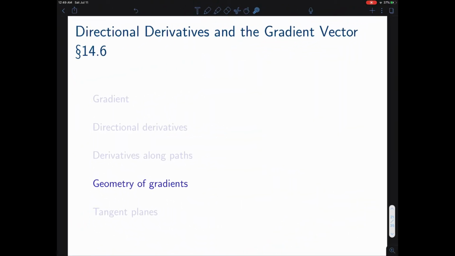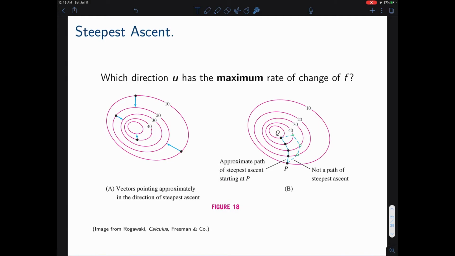Now we'll talk about geometry of gradients. The geometry of gradients starts with the question: at a given point, we can go in any direction, and out of all these possible directions, which direction has the maximum rate of change of f? Which one leads to the fastest increase? Fastest rate of increase of f.